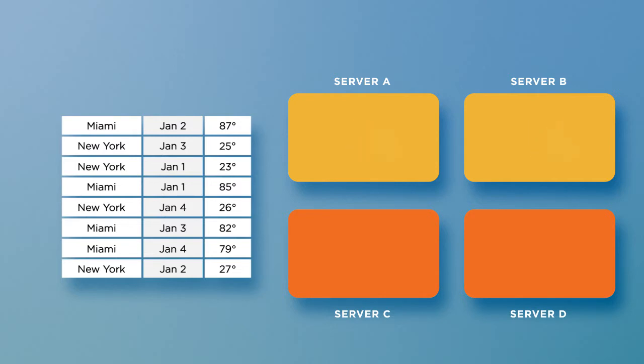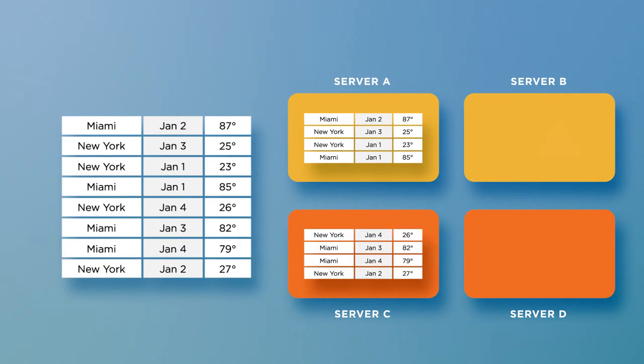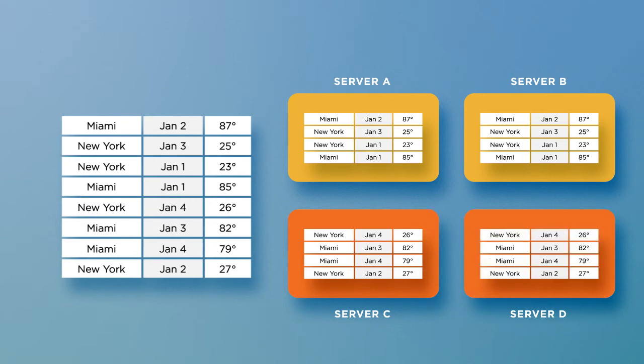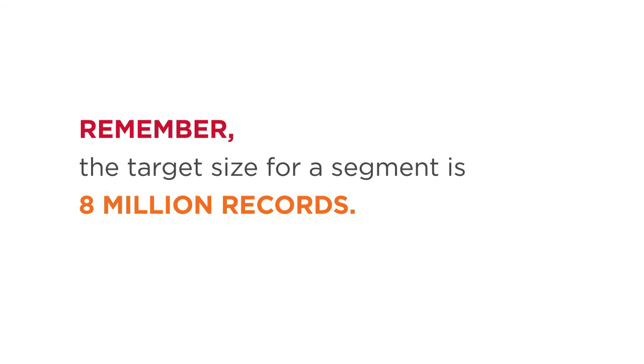Now, let's segment the data. We have 8 records in our table, so we horizontally partition the data set into 4 and 4 records. The first segment, residing on A and B, contains the first 4 records. The second segment, with the next 4 records, is on C and D. To simplify this, we aren't looking at a lot of records here. Remember, the target size for a segment is 8 million records.